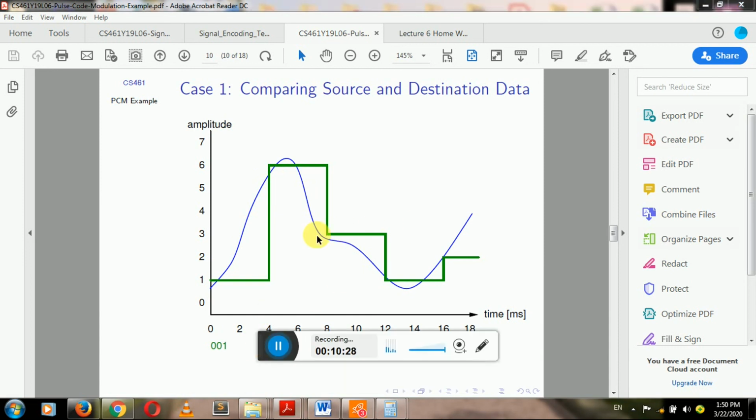So this is the first case that we see as an example. You can continue seeing the two other cases given in this PDF file.